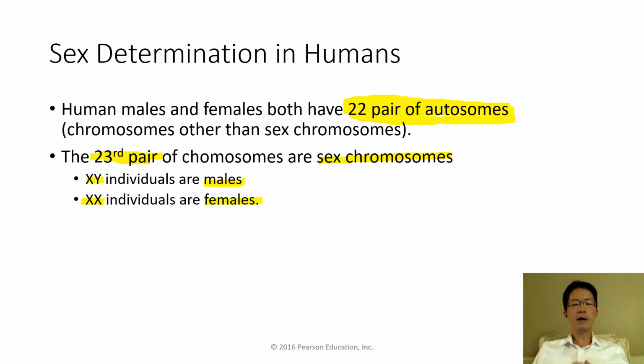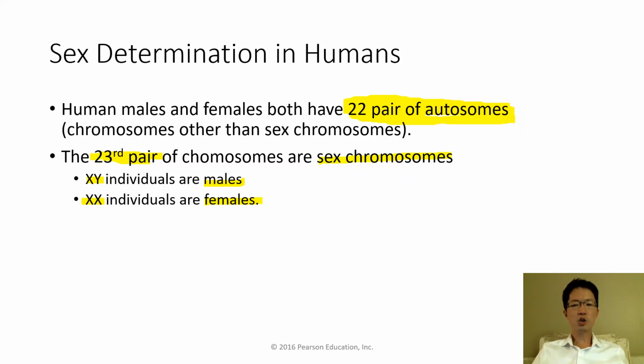So the terms X and Y are the names of the chromosomes, not the gene or the allele of the chromosome, okay? We have an X chromosome, we have a Y chromosome. So for the 23rd pair, for female, you have 2 X chromosomes. For male, you have 1 X chromosome and 1 Y chromosome. And the Y chromosome is very short.